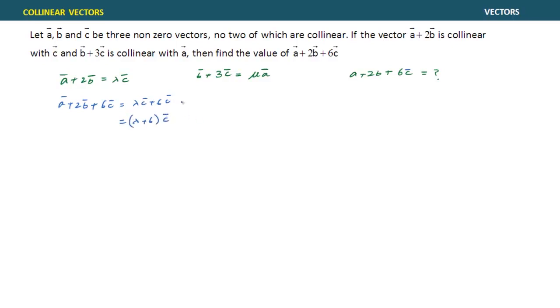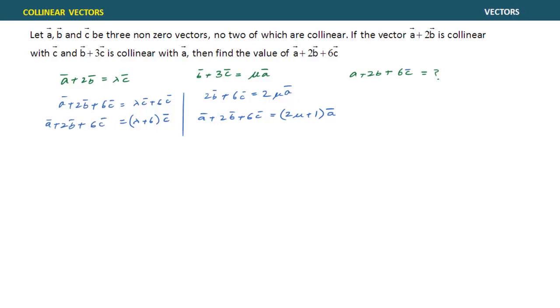Okay, now let's talk about this one. Here it is b plus 3c, and here it is 2b plus 6c. So can I say, first of all, multiply this by 2, this becomes 2 mu a, right? And here a is missing, so let's add a also on both these sides. So this also becomes 2 mu plus 1 times a vector, right? Now notice that both of them have actually become a plus 2b plus 6c.